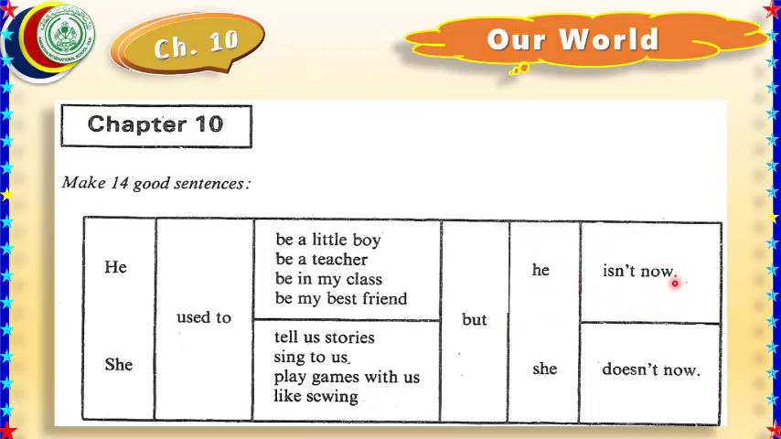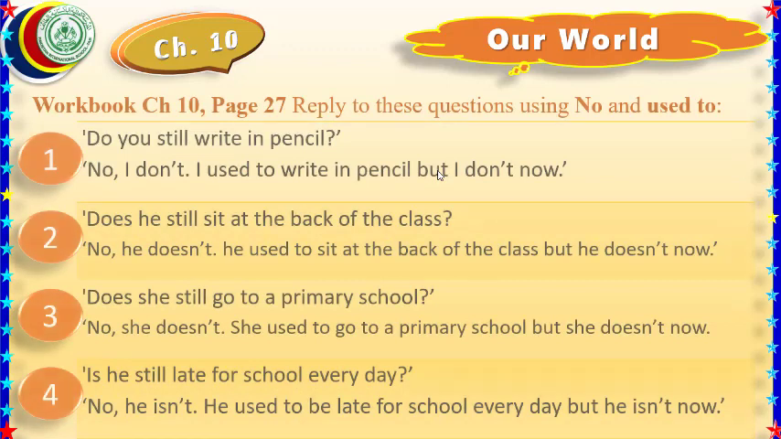In the same way, when you start with she, after writing used to, you will go down. Use these phrases, don't go up. She used to tell us stories, but she doesn't now. I think you know now how to make sentences by using this table. Let us move forward, dear students.